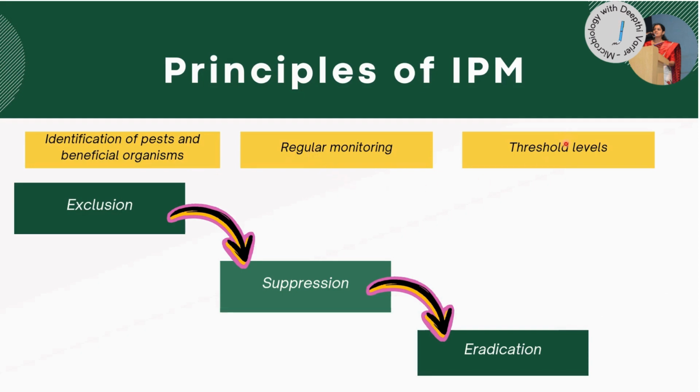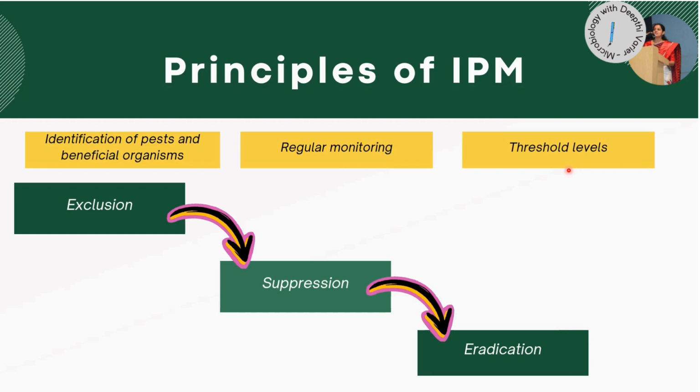Then we need to have a threshold level. So we have to ensure that we set a threshold level. Only if a particular threshold level is being crossed. Threshold level is like a standard. Only if that standard level is being crossed, only then we need to go for a control measure. Till then, we should not go on a killing spree of the pests. We are upsetting the ecological balance. We should keep that in mind.